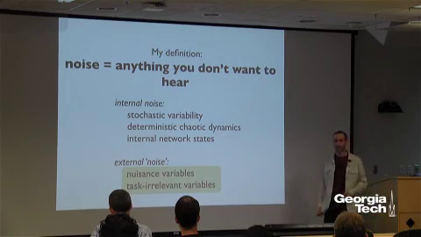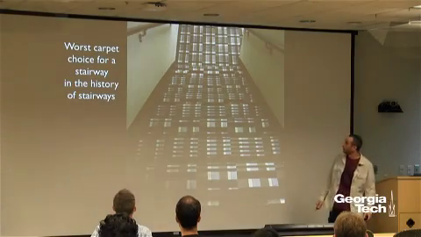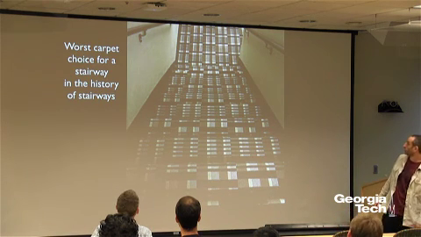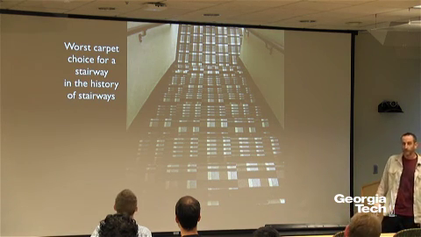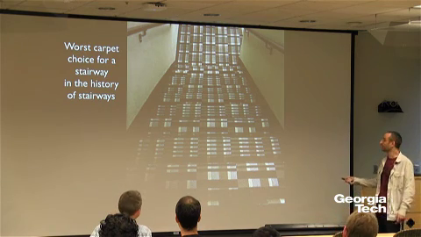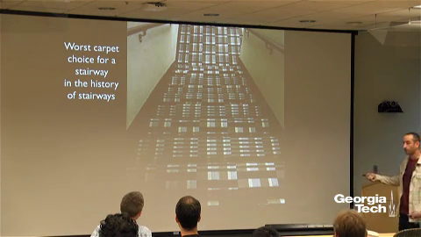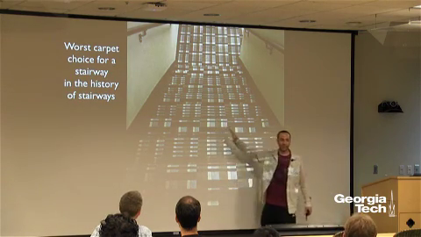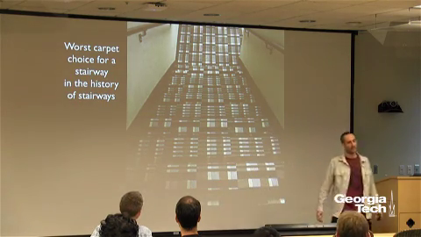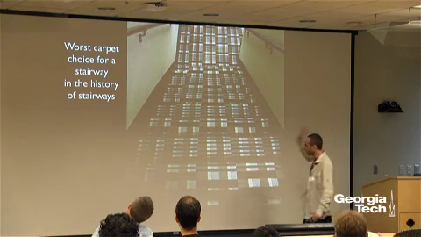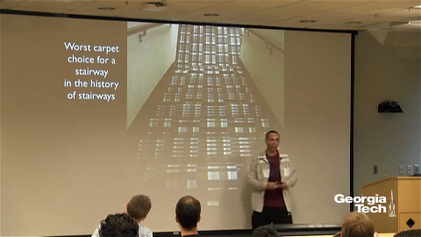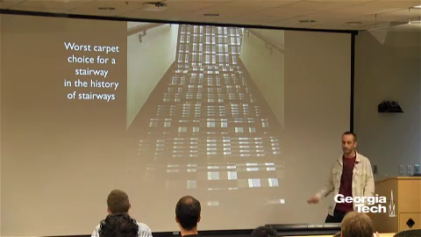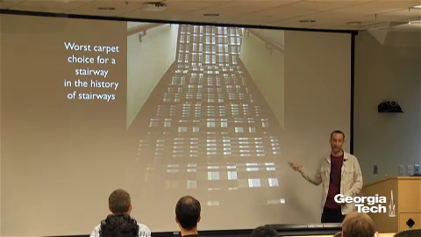So let me give you one example of a nuisance variable. This is the worst carpet choice for a stairway in the history of stairways. So why is this bad? This is bad because the actionable variable is where to step, and the nuisance variable is just the surface texture on this. And it's very easy to think that you're stepping on something which is texture, but you're actually stepping over the stair. So that's a really bad nuisance variable.